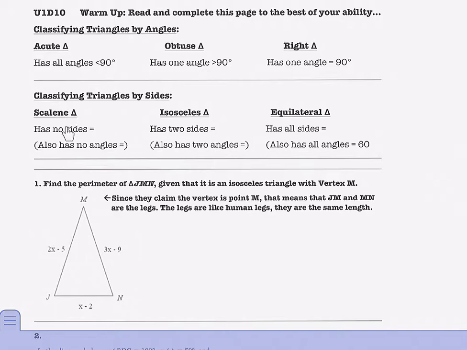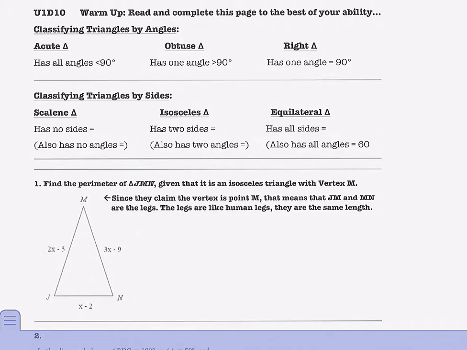A scalene triangle has no sides equal. An isosceles triangle has two sides equal and also two angles that are equal. An equilateral triangle has all sides equal and all angles equal. The triangle we're going to focus on the most is one of the more important triangles, the isosceles triangle. So an isosceles triangle will have two sides that are equal and two angles that are equal.